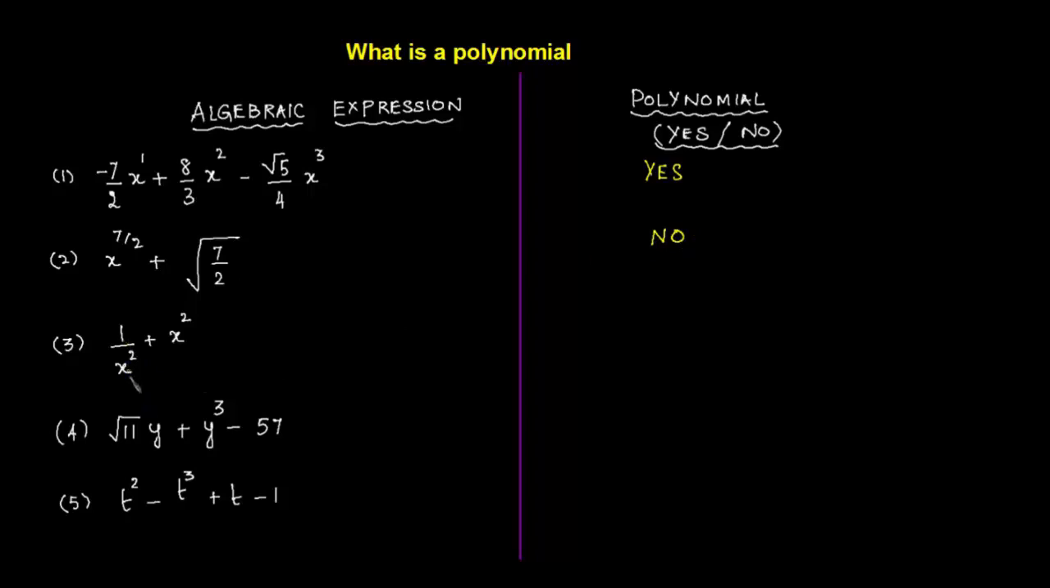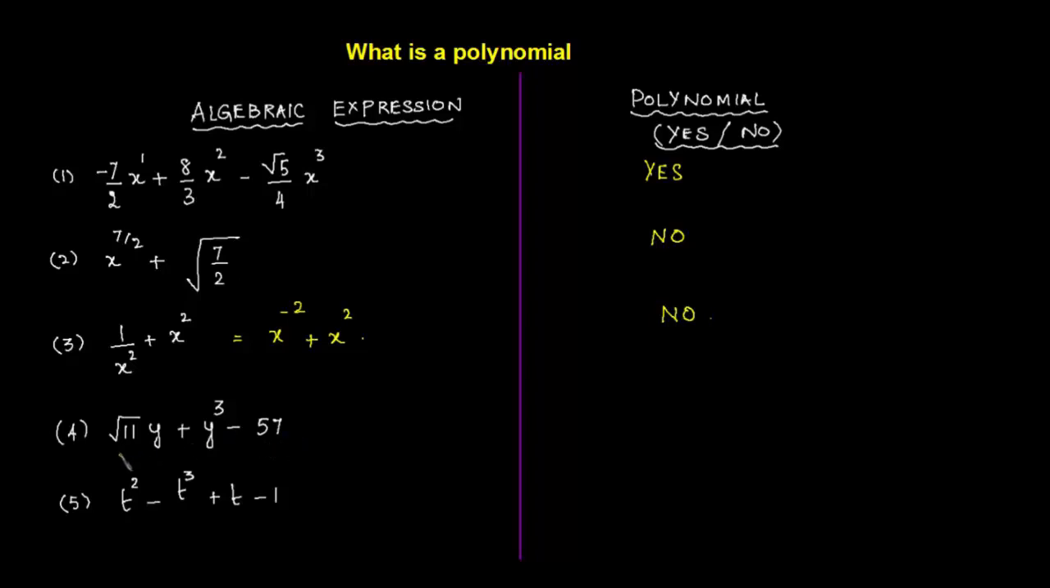Now, look at this expression. It is 1 by x square plus x square. Now, is this a polynomial? We have got to write this in a way which is different from this in order to make out whether it is a polynomial or not. Now, can I write 1 by x square as x raised to the power minus 2 and then this as plus x square? So you can see that the power to which x is raised in this case is negative, which means that this is not a polynomial. So the answer here also is no.